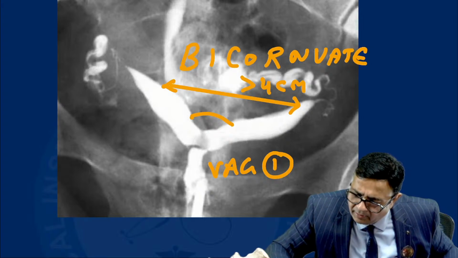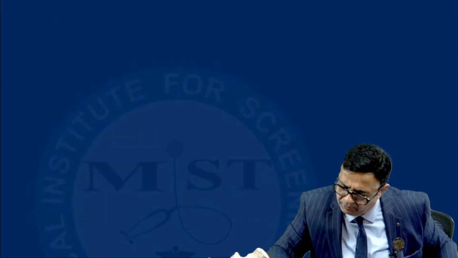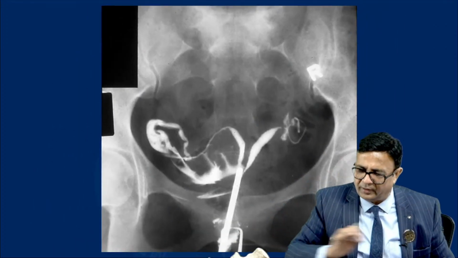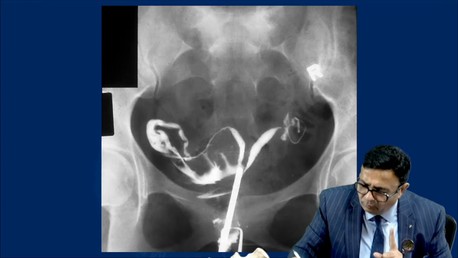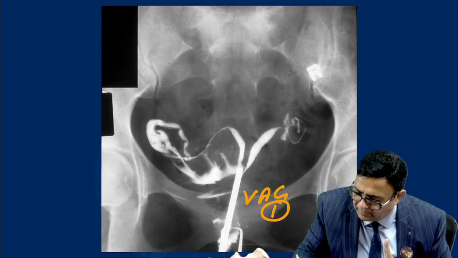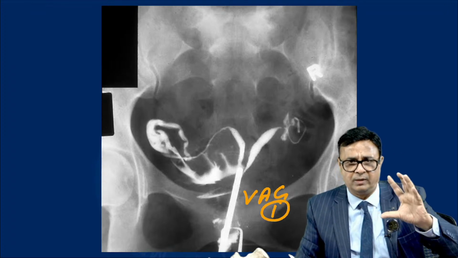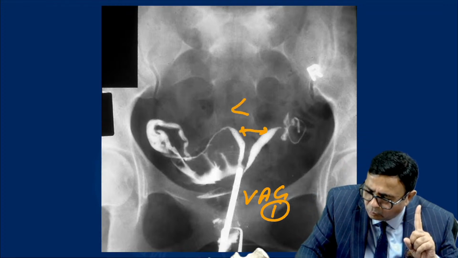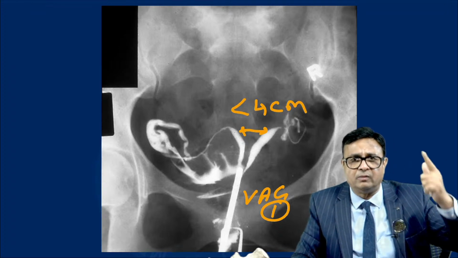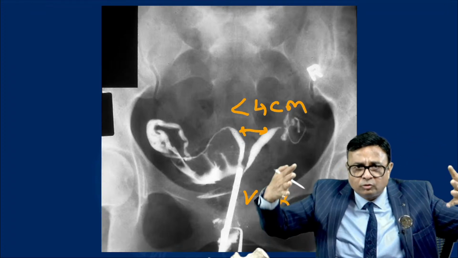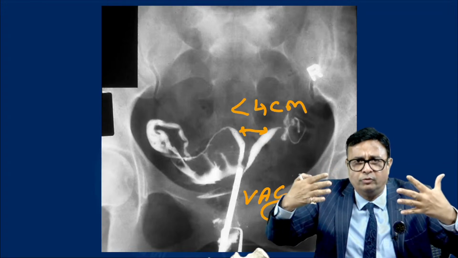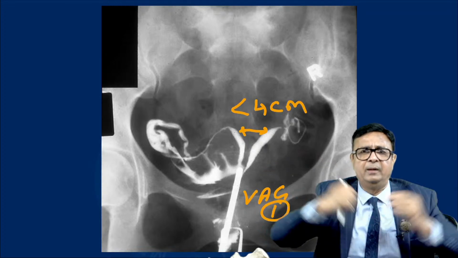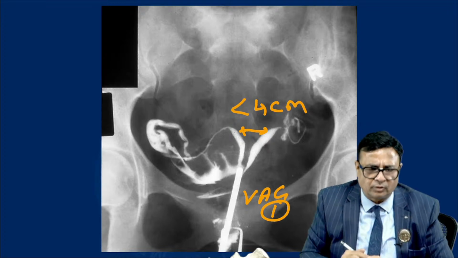How to differentiate bicornuate from a septate uterus? Let me show you a septate uterus as well. This is the case of septate uterus. Now you can differentiate them. How many vagina first of all? How many Leach-Wilkinson cannula? One. So this is not double uterus, not didelphys. See the distance between the two horns. It has to be less than 4 centimeters, and if it is more than 4 centimeters, that is bicornuate. The two horns are close to each other in septate uterus, while they are far apart in bicornuate uterus.